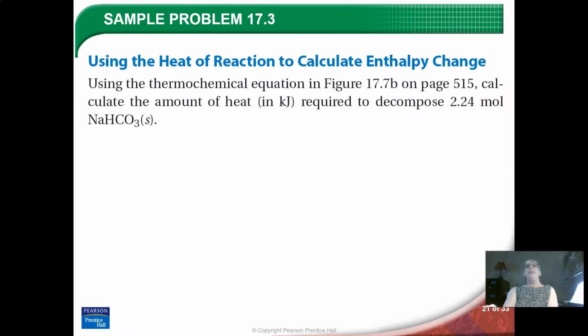So let's see if we can use this in a real reaction. We're going to calculate the amount of heat in kilojoules when we decompose this thing. Do you remember what type of reaction this is? We're starting with this on the left side, and we're going to form products. So this is a decomposition reaction.